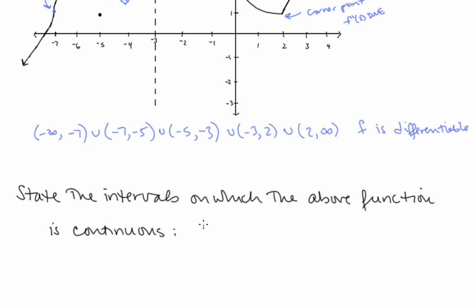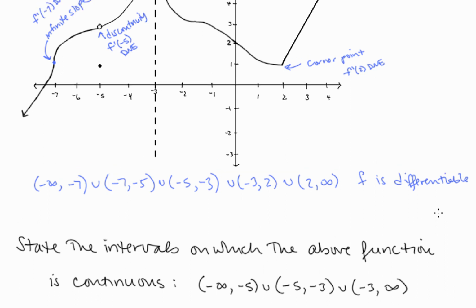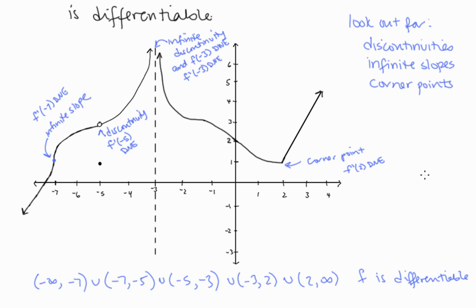So those intervals look like -infinity to -5, union negative 5 to negative 3, union negative 3 to infinity. And so these are the intervals on which the function is continuous. But remember, for differentiability, not only do we look out for discontinuities, we also have to look out for infinite slopes and corner points.